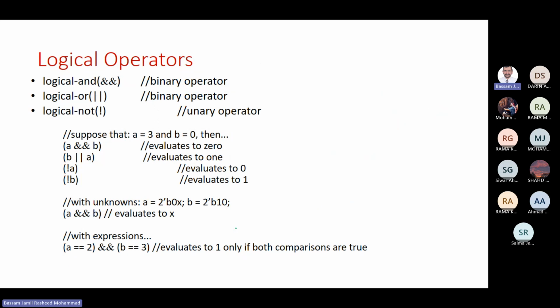Logical operators are different than the bitwise operators. Watch, we repeat the AND operator like so to differentiate between the logical and the bit-by-bit. So this is logical AND, and the exclamation mark is considered to be the logical NOT operator.